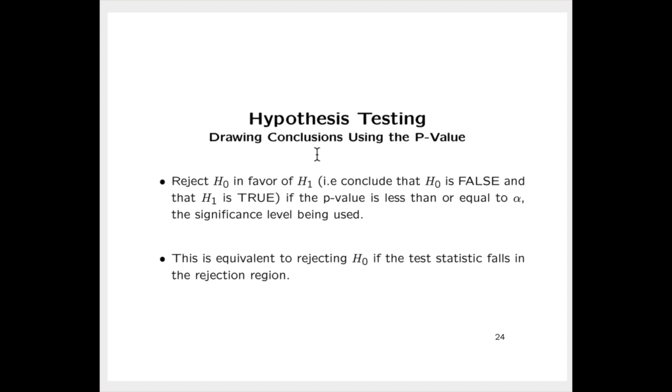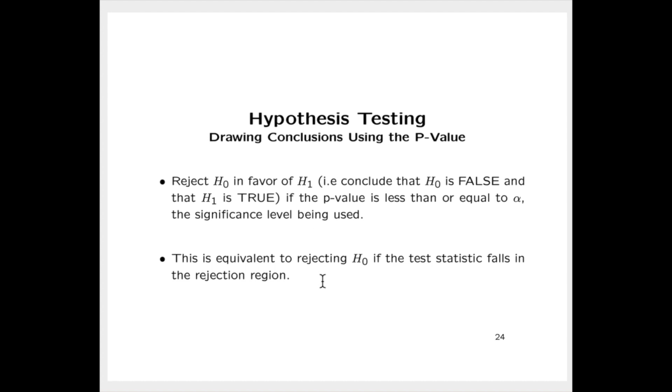And so how do we draw conclusions using the p-value? We reject the null hypothesis in favor of the alternative. In other words, we conclude that the null hypothesis is false and that the alternative is true if the p-value is less than or equal to alpha. And remember, alpha is the significance level for the test. So that's how we use p-values. We reject the null hypothesis in favor of the alternative if the p-value is less than or equal to the significance level of the test.